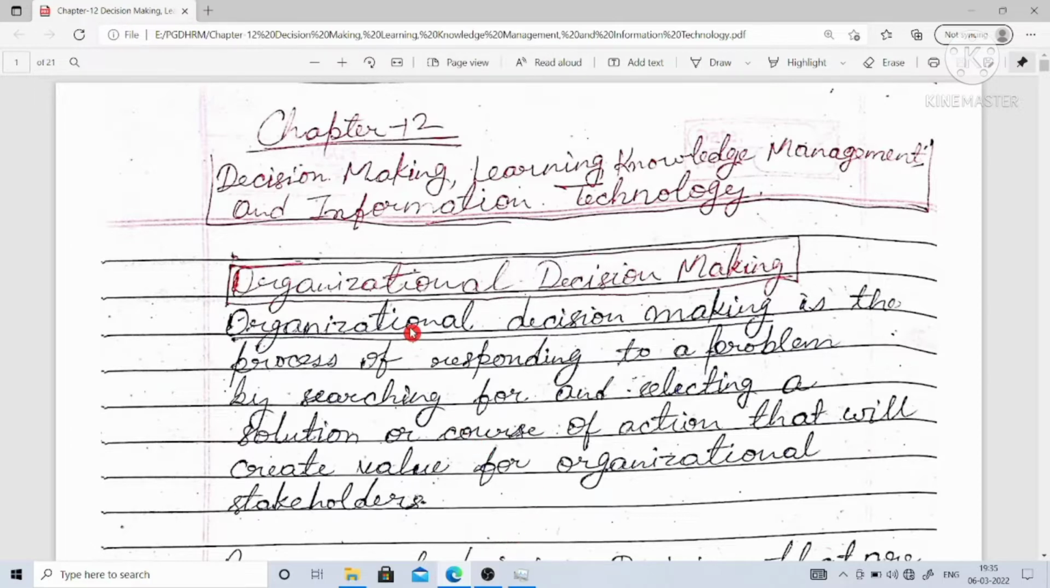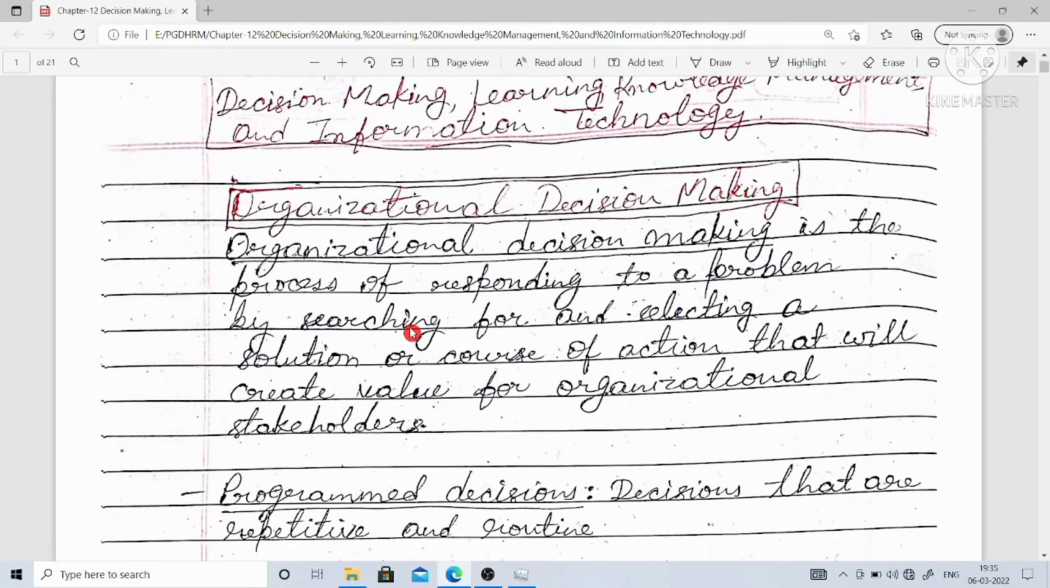And how information technology helps and improves decision making and learning also. So about all these topics I will explain one by one. The first heading given is organizational decision making. So what is organizational decision making?